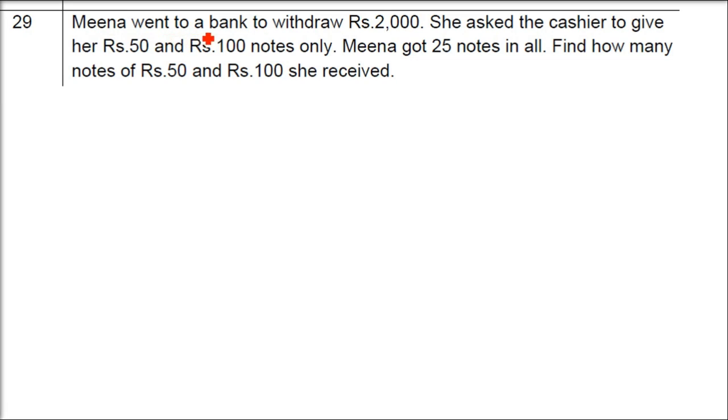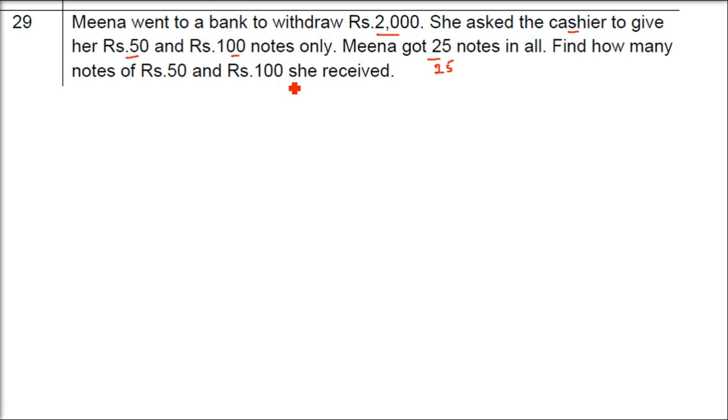Meena went to a bank to withdraw rupees 2000. She asked the cashier to give her rupees 50 and 100 notes only. Meena got in all 25 notes from the cashier. Find how many notes of rupees 50 and rupees 100 she received.